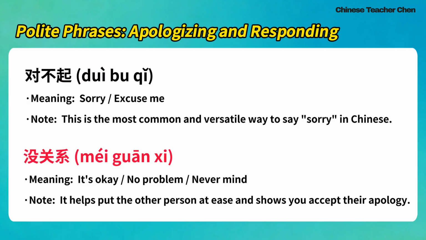When someone says 对不起 to you, a kind and very common response is 没关系. This phrase means it's okay, no problem, or never mind. It's a friendly and forgiving way to accept an apology and put the other person at ease.